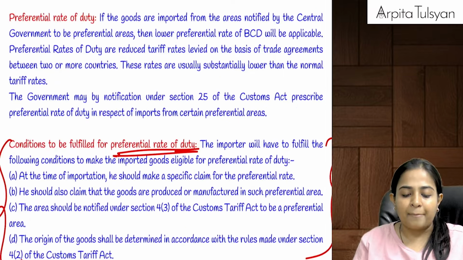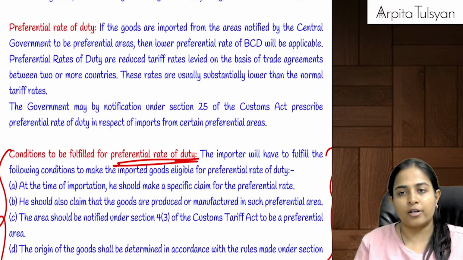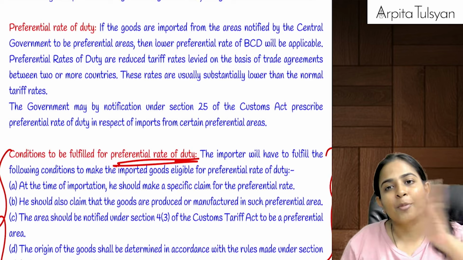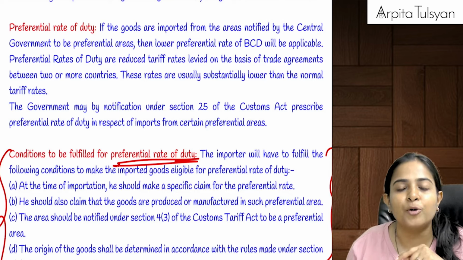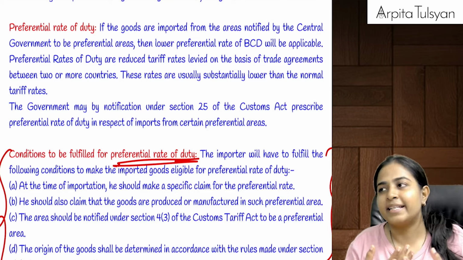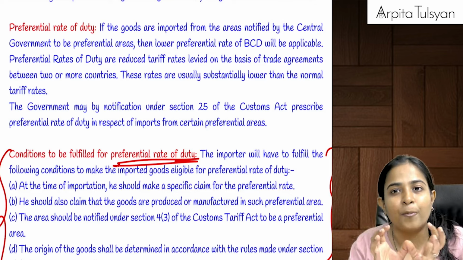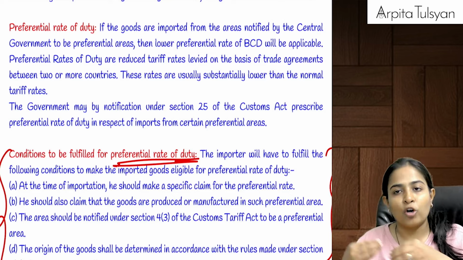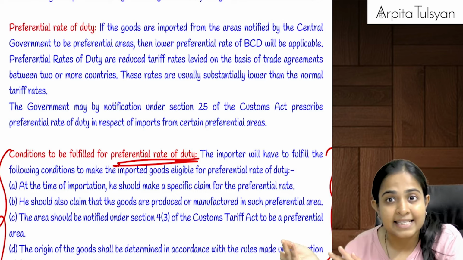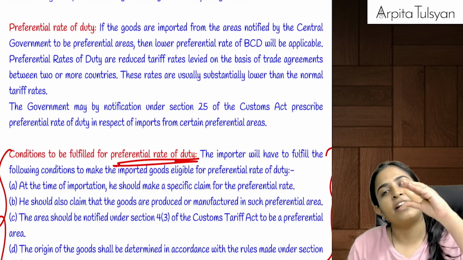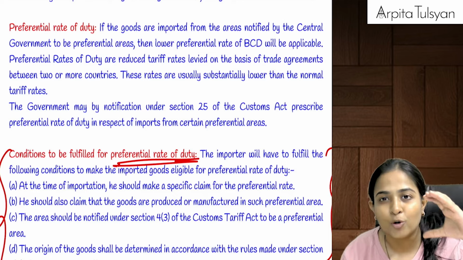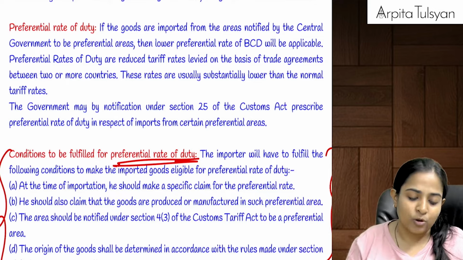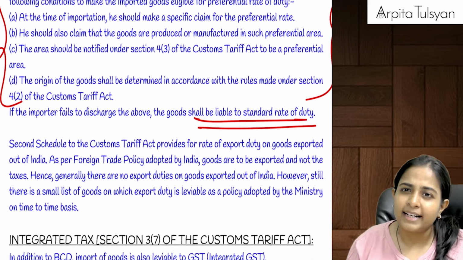So this was normally applicable for your imports. Basic custom duty is applicable at the time of imports. Ma'am, what about exports? You never spoke about second schedule to the Customs Tariff Act. So second schedule, basically we know that there are very few products on which duty is applicable at the time of export. Because we want to promote export, we cannot export taxes. There are only very few products which the government does not want you to export. On that, export duty will be applicable at the rate prescribed under the second schedule of the Customs Tariff Act. Are you clear till here, everyone?